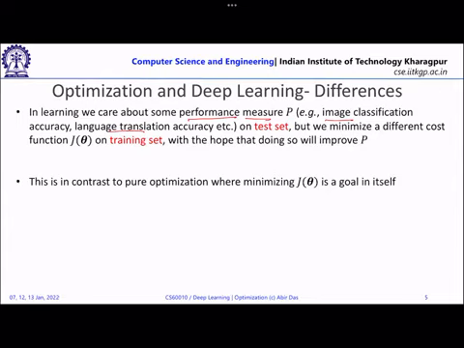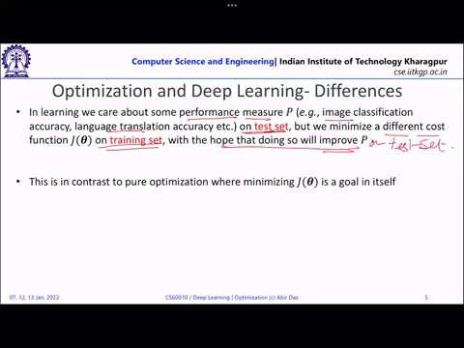They have different measures. For language translation, it is how well it matches the actual translated sentence, translated by, say, some human. So we care about some performance measure on the test set. The important thing is we care about this on the test set. But when we train the model, we minimize the cost function J(theta) on the training set, with the hope that doing so will improve the performance P on the test set.